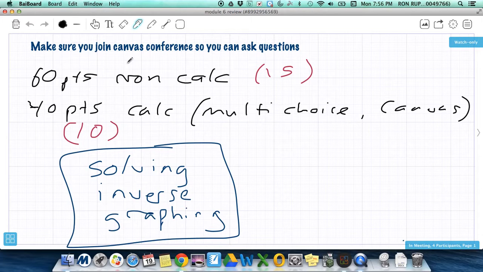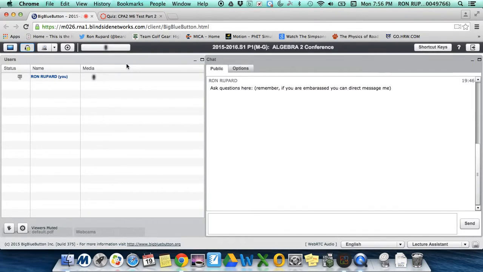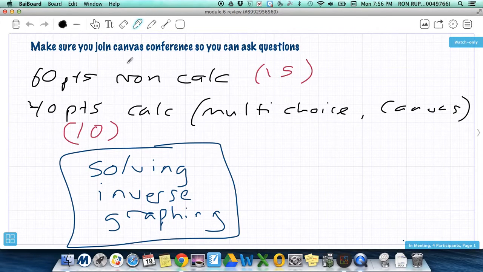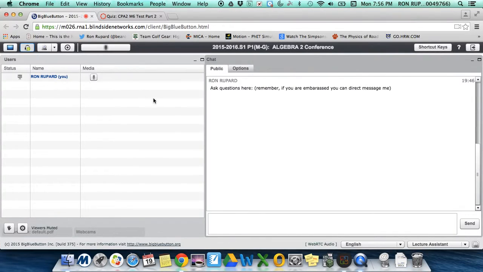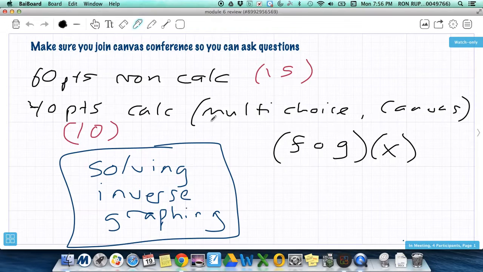One thing that turns up on the test that I want to make sure we are familiar with is something that happened a couple chapters ago. A couple of you were actually upset that we didn't do it, but it was f composed of g of x. And that actually makes a reappearance on this test. And so I want to do a couple problems like that. Until someone logs onto the conference and asks me a question, I'm just going to go ahead and do a couple examples of that.